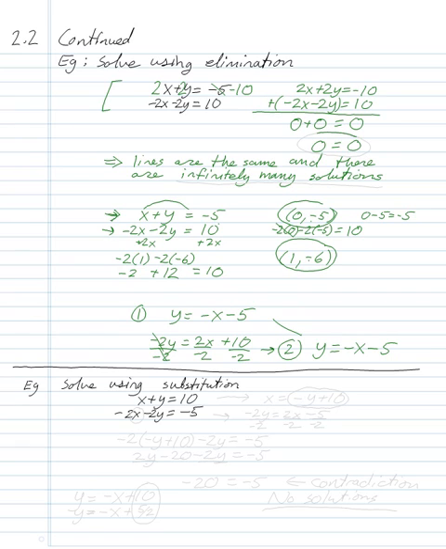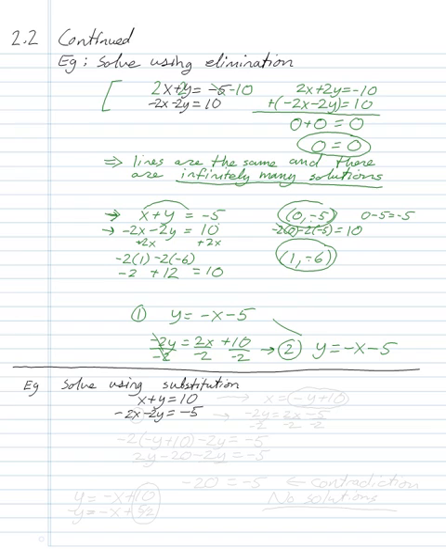So the short answer here, if we come up with an identity, an equation that is never false, then these lines are exactly the same and we have infinitely many solutions. Every point on either line is a solution.